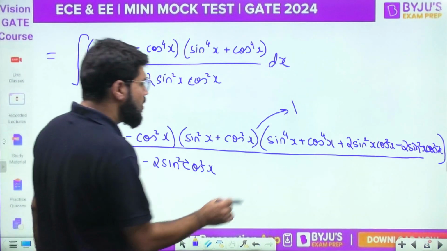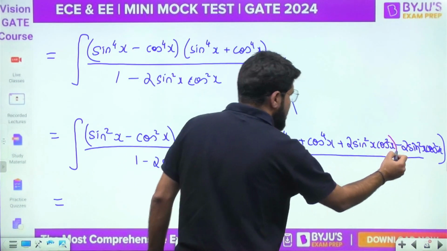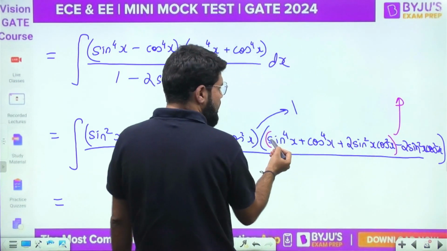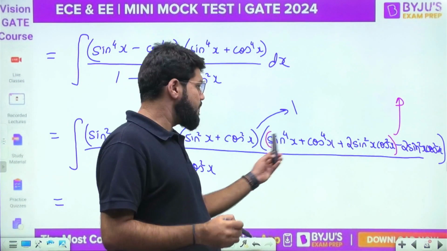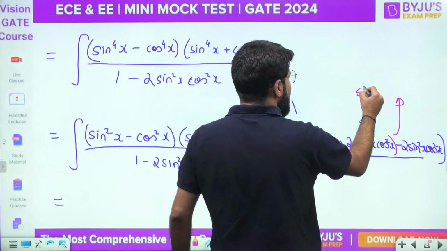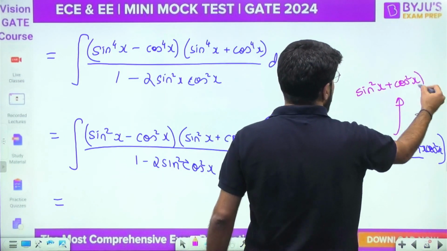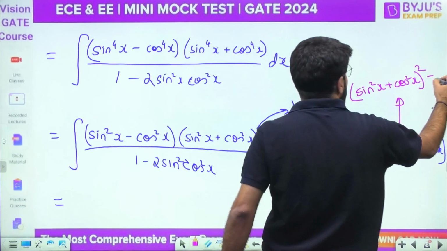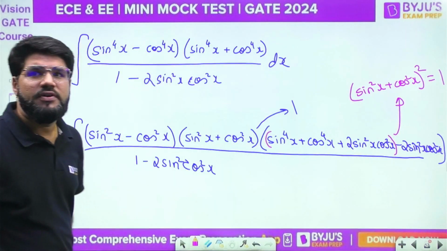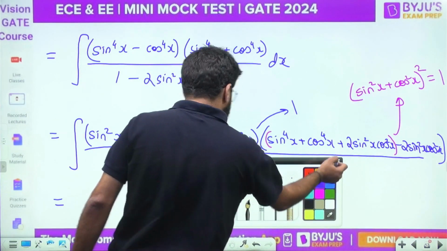And now, what about this part? Let me solve it separately here. This particular portion is sine square x plus cos square x whole square, a plus b whole square, a square plus b square plus 2ab. So this is like a plus b, that is sine square x plus cos square x whole square, which is further 1. No doubt in that.